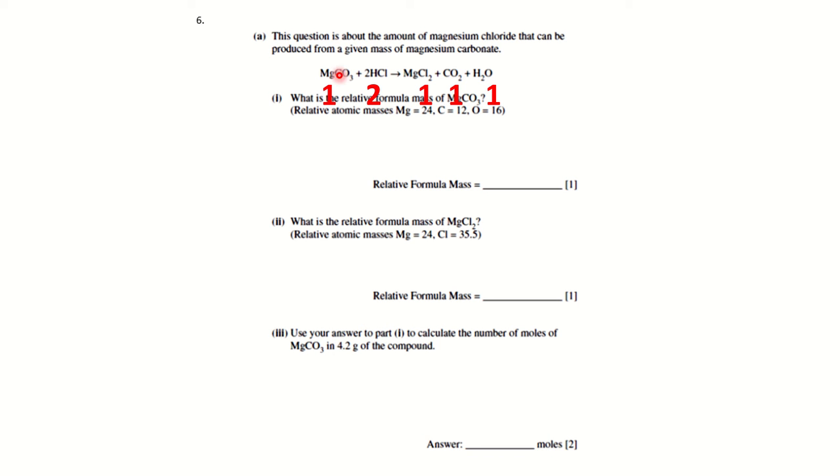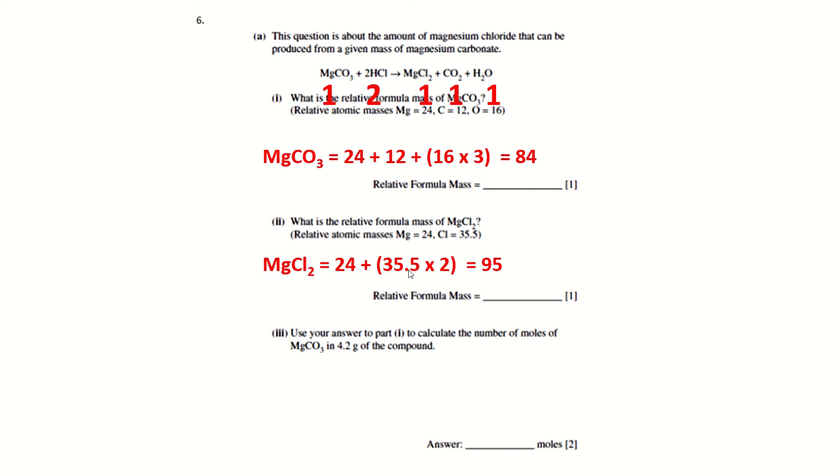And as we'll see in this calculation, it's that 1-to-1 ratio there, that 1 magnesium carbonate produces 1 magnesium chloride, is an important one. So the usual thing at the start, some RFMs, so MgCO3, and most of you can do this very well. So 24 for magnesium, 12 for carbon, 16 times 3, so a total of 84. In the same way, MgCl2, 24 plus 35.5 for chlorine times 2, 95.